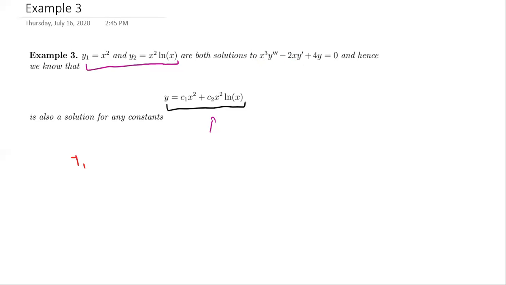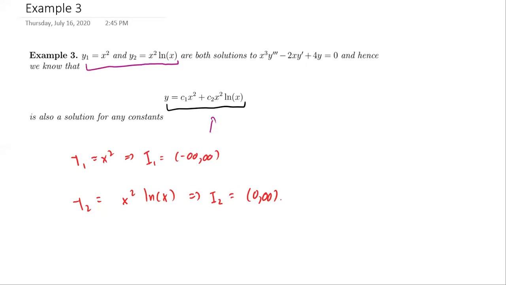Let's worry about what the functions actually are. For y1, our function is x squared. Obviously, we can plug in any value here. So the interval of definition for this one is just all real numbers. For y2, however, we have the function x squared ln of x. We know that for ln of x, the domain is only x values greater than 0. So this restricts our interval of definition. Let me call this one I1. So for this one, the interval of definition is going to be 0 to infinity.